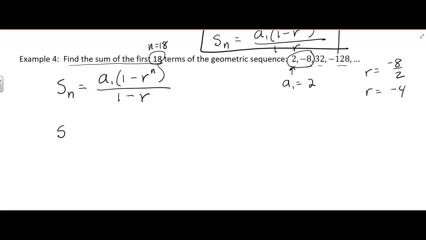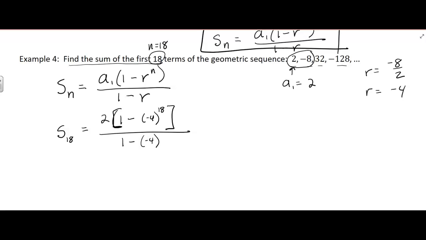So the sum of 18 terms for this geometric sequence is 2, that's a sub 1, times 1 minus r, which is -4. You're going to have to be careful with your parentheses here, to the nth, which was 18. You might even want to make that a square bracket. It might be easier for you to see. Divided by 1 minus -4.